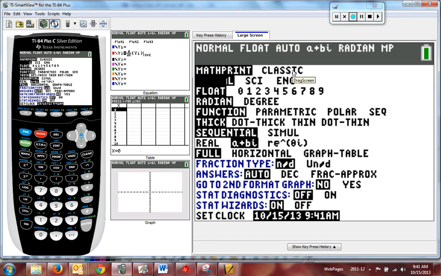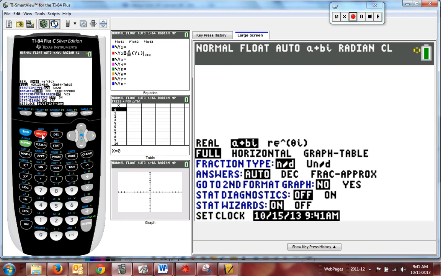Most of your calculators probably have classic. I'm going to put myself in classic to start with, and then I'll come back and show you what math print looks like. Math print's actually really, really nice because you don't have to remember anything about what you're typing in. It's in a nice form and it's easy. But we'll do classic first.